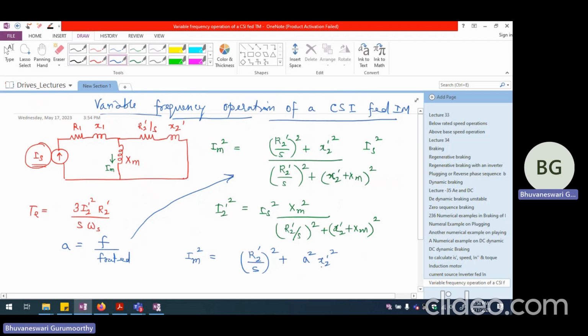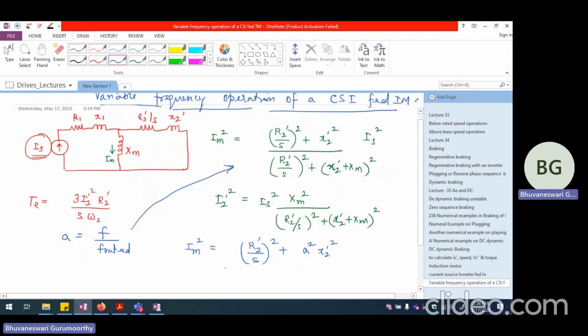So this is the variation in the reactance because of the variation in the frequency as far as the applied current is concerned. The same thing will hold good here. So this is going to be (R2 dash by S) the whole square multiplied by (X2 dash plus XM) the whole square multiplied by A square. So if I try to bring this, I can write this as IS square, of course.